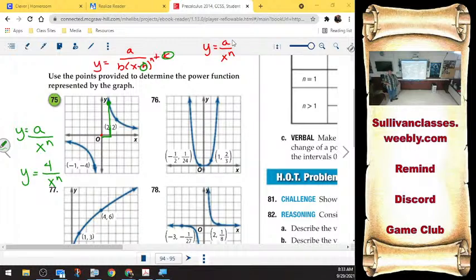That's where those coordinates come in handy. They're x's and y's. Plug them in and figure out what it is. I should be able to say 2 is 4 over 2 to the n to determine what n is. Well, it's got to be the first, right? 2 to the what power? 4 divided by 2 is 2. So I know this is 4 over x. And that's it.